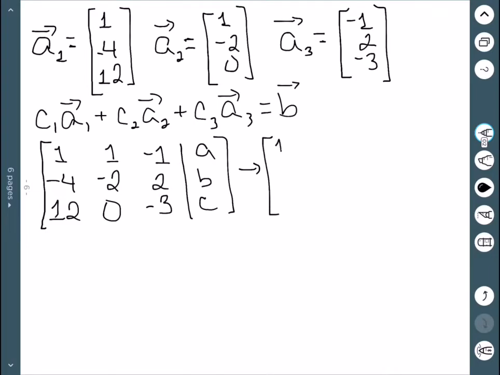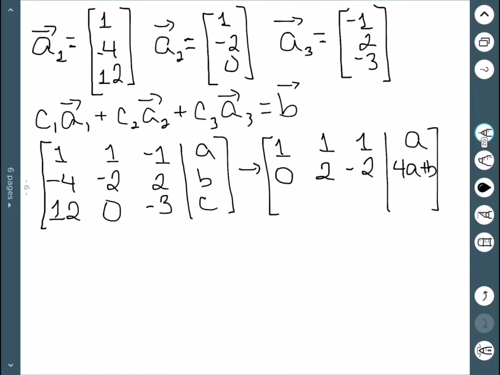We already have a 1 in the first row, first column, so let's work on getting zeros underneath it. The first thing I need to do is do 4 times row 1 plus row 2. That would be 4 minus 4 is 0. 4 minus 2 is 2. Negative 4 plus 2 is negative 2. And then here we would have 4a plus b.